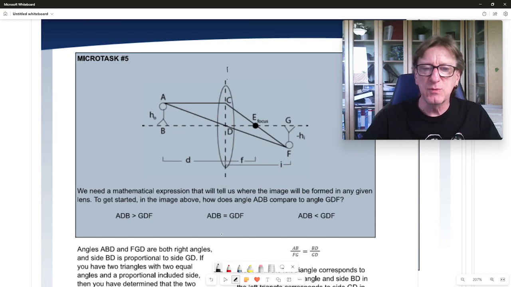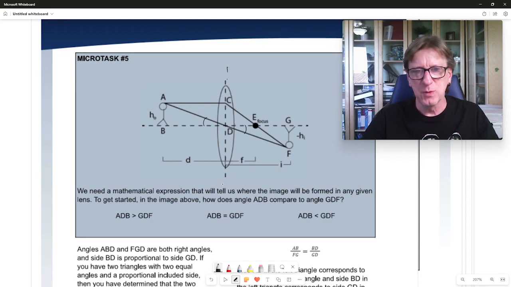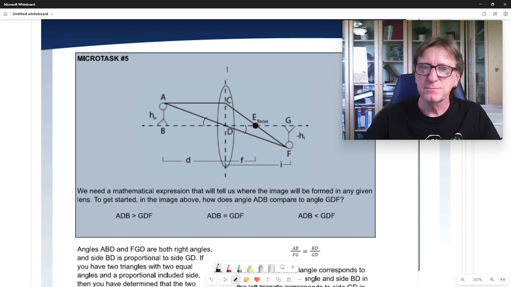All right, so we want to relate the size and where this image is going to form to where the object is. So to get started with this, how does the angle ADB, that's this angle right here, compare to the angle GDF, which is this angle here? There's a couple ways you can think about that. If you remember some geometry, there's some shortcuts, but let's think about that.